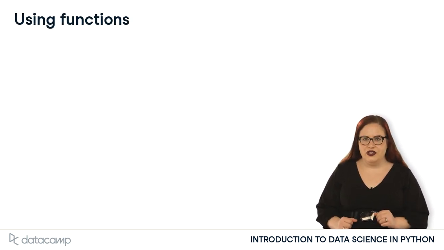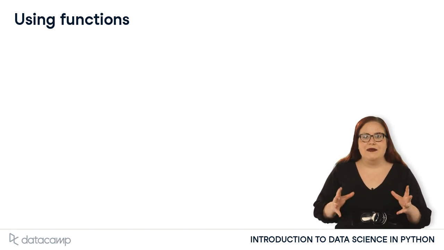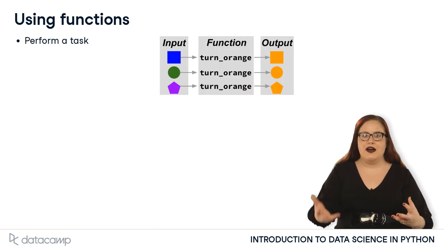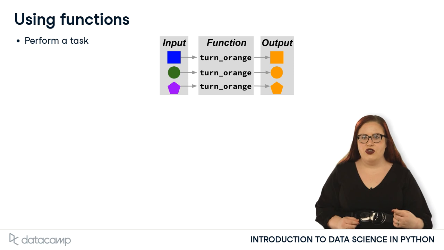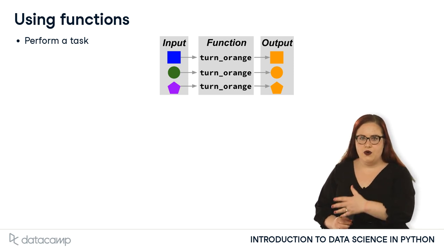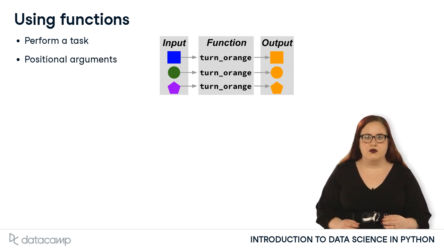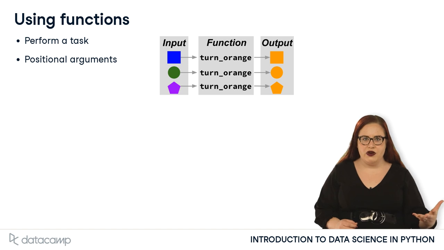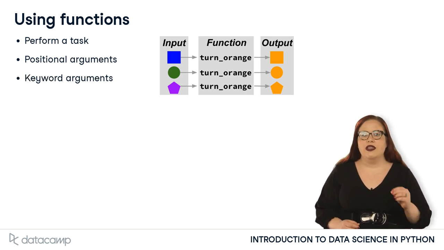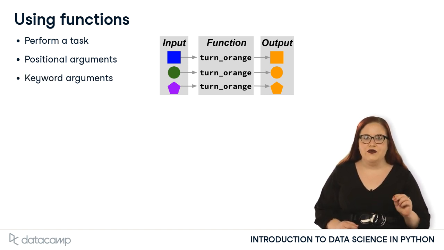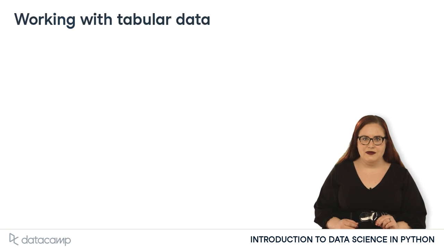Next, you learned about functions. Functions are like machines that turn inputs into outputs. They can take positional arguments, which must come in a specific order, or keyword arguments, which come at the end and can go in any order. You used a license plate lookup function to get your first list of suspects.